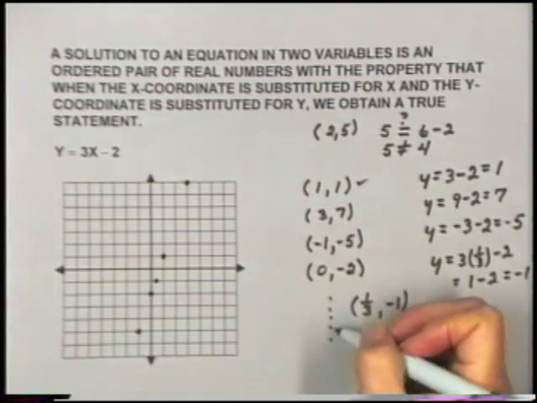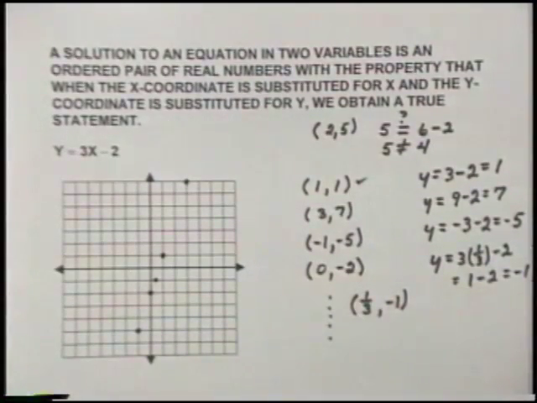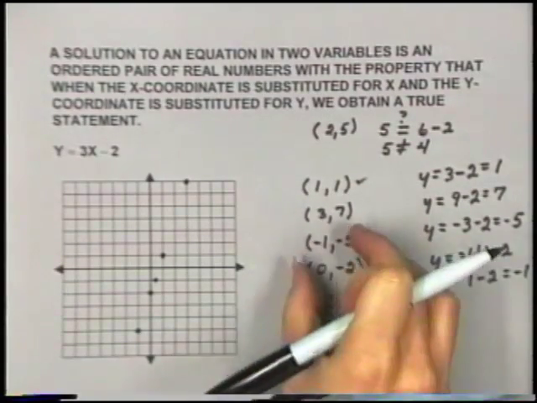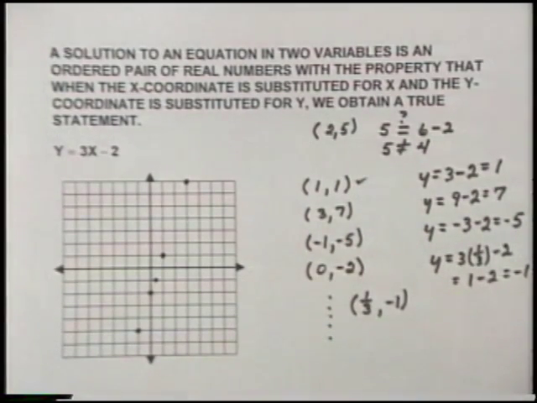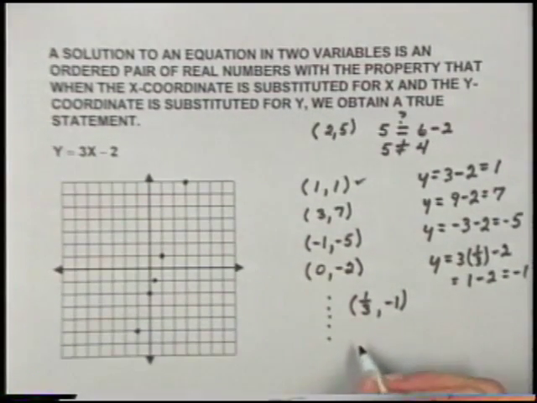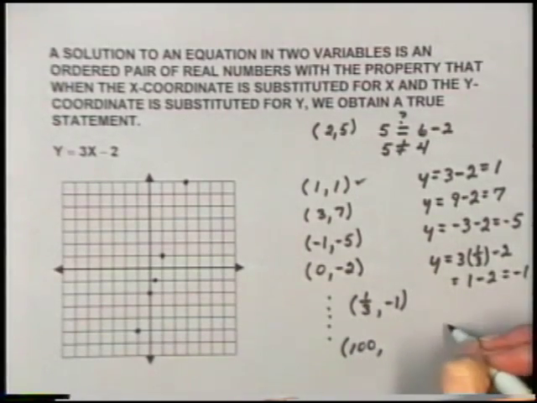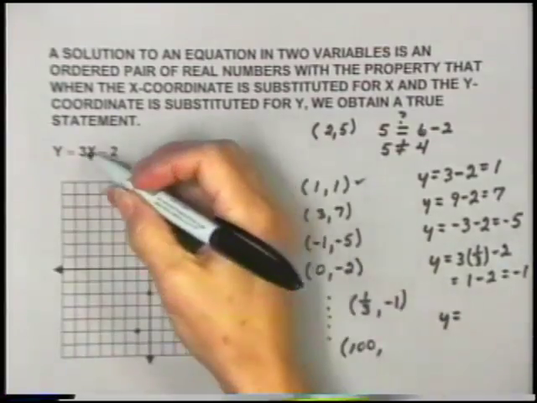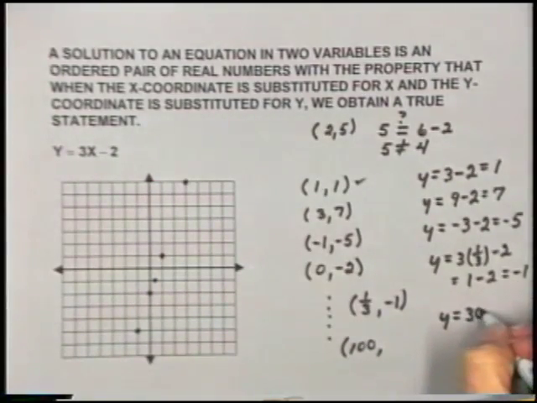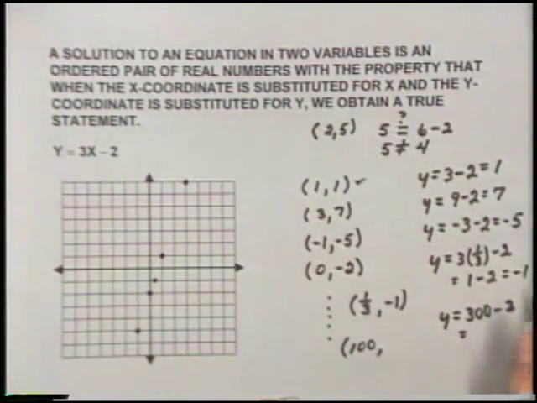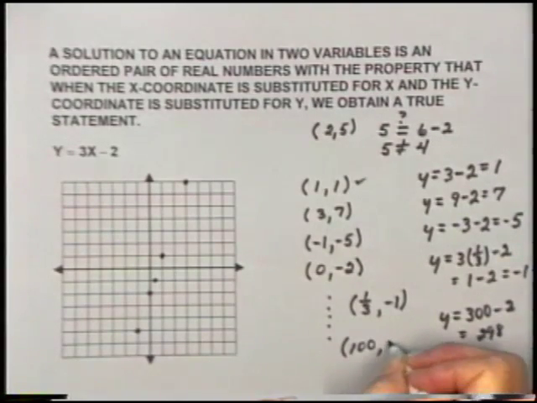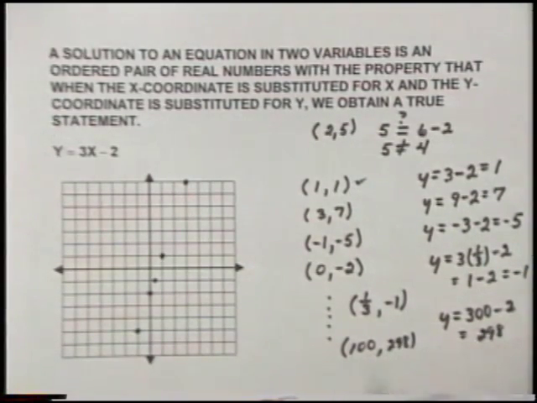I also want to remind you that we did not find all of the solutions yet. We talked about the fact that we could do this process forever, picking different x values and solving for y. We could pick very large numbers for x. For instance, I could pick 100 for x and find a corresponding y value. If x is 100, 3 times 100 is 300. Subtract 2 gives me 298. Now, of course, my graph paper is not big enough to locate this particular point.